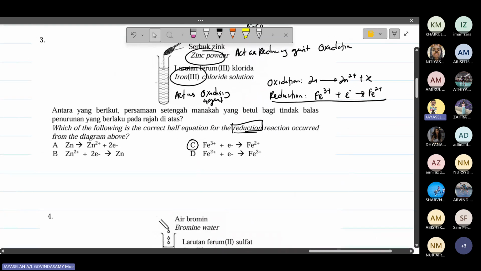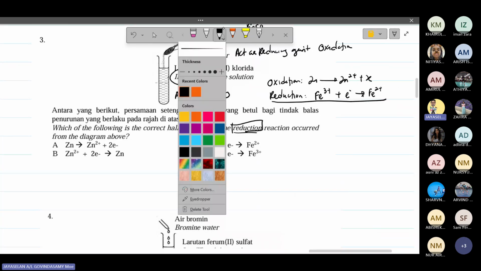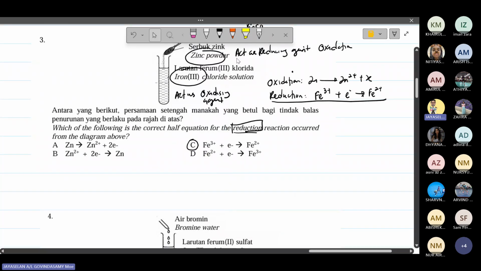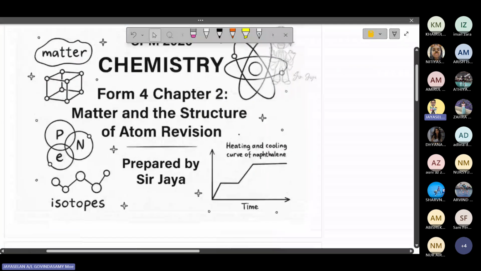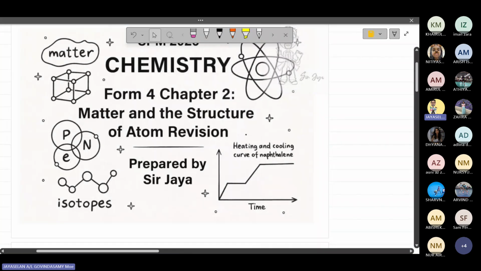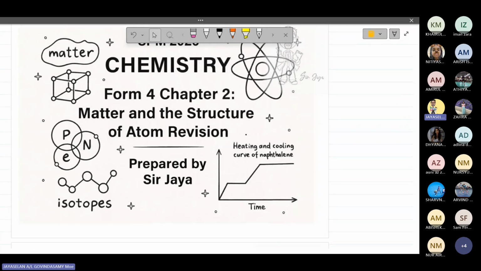Okay, who got all three correct? Okay, so now we go for today's session. Today's session, I will go for this one later. I will share in the group. I want you all to do it like an exam. Chapter 2. Today we will do chapter 2. Then on Thursday, we will do chapter 4 and chapter 6. Chapter 2, all the tips, all the questions, the format of questions for SPM.